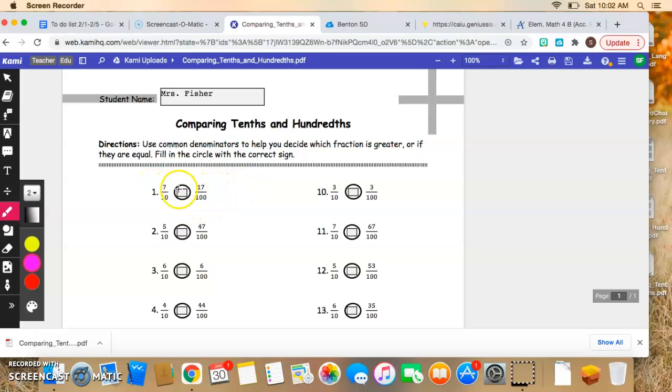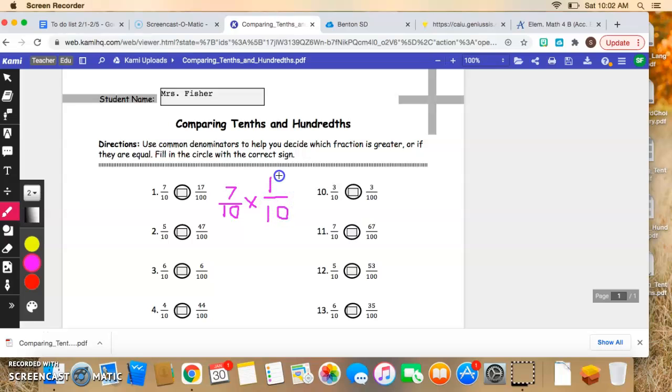So if we look at 7/10, you might want to get scrap paper. I'm going to kind of work on the side here, but you might want to get scrap paper so that it'll be easier for you. So 7/10, and we need to get to 100. So we know that 10, whatever we do to the top, we have to do to the bottom. So 10 times 10 is going to equal 100, right?